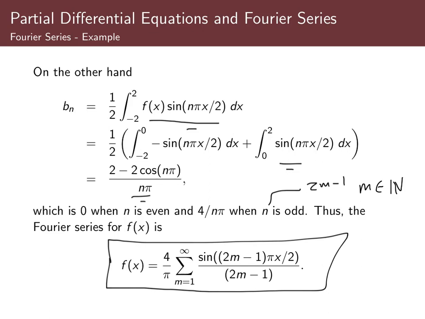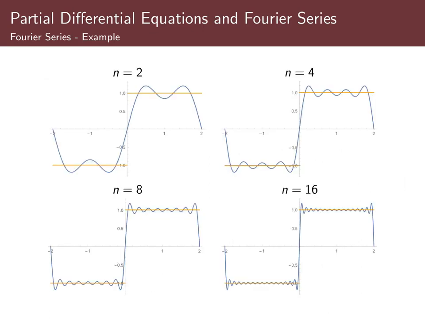So how does this perform? If we just take the first two terms of the Fourier series, it doesn't perform well at all. If we take 4 terms, it starts to perform better, and by the time we get to 16 terms, it looks like it performs okay.